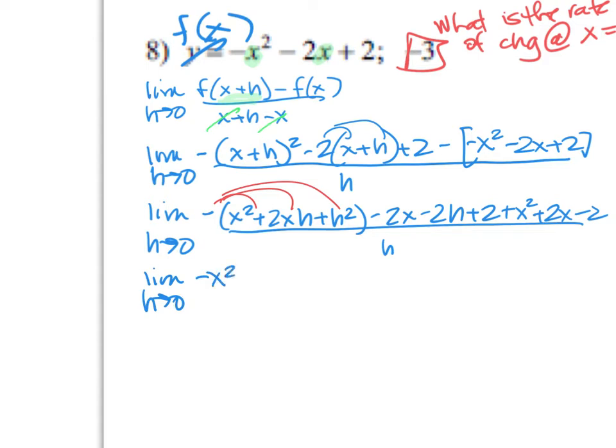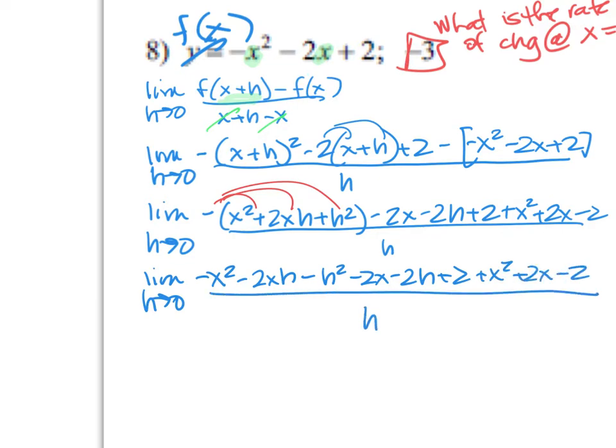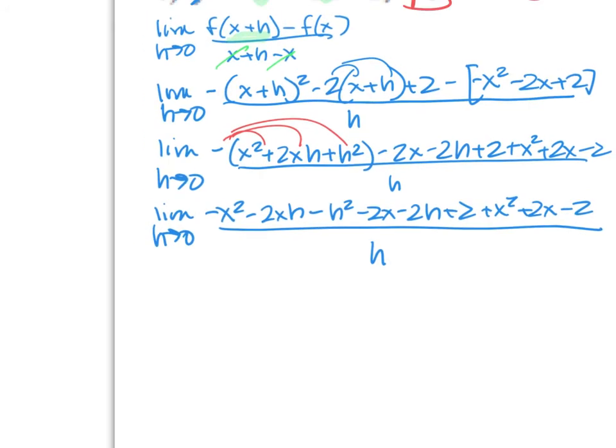So we have negative x squared minus 2xh minus h squared minus the 2x minus 2h plus 2 plus x squared plus 2x minus 2, all over h. So now we're looking for terms we can simplify. And if you notice, the minus x squared and the plus x squared goes to 0, the minus 2x and the plus 2x goes to 0, and the plus 2 and the minus 2 goes to 0.